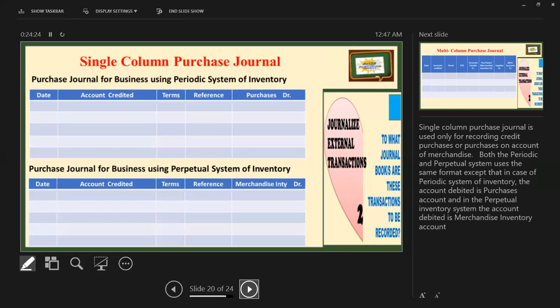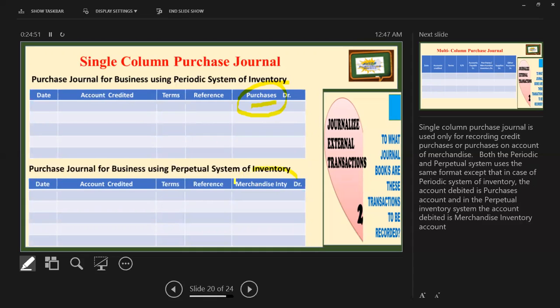You can use a single column purchase journal or a multi-column purchase journal. This is an illustration of a single column journal. So if you are only having accounts for purchases, then you will have a single column purchase journal. This is for the periodic system. It uses the account purchases.